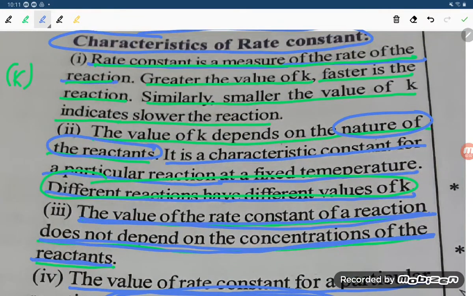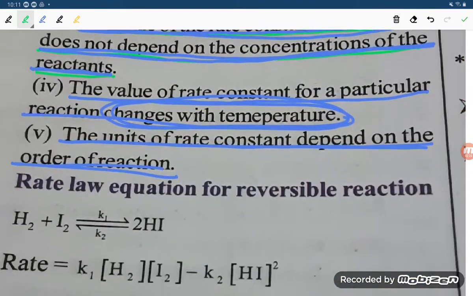So the first point you have to keep in mind, student, is that the rate constant depends on the nature of the reactant, and if you change the temperature, the rate constant value will be different, and for a different reaction the rate constant will be different. But if the temperature is the same, the rate constant for a particular reaction will always be the same.